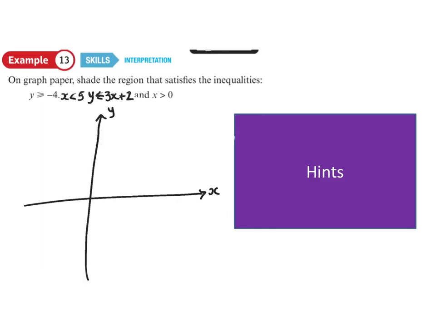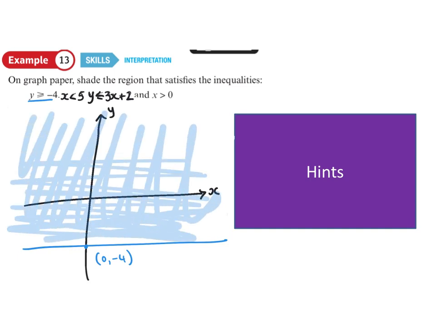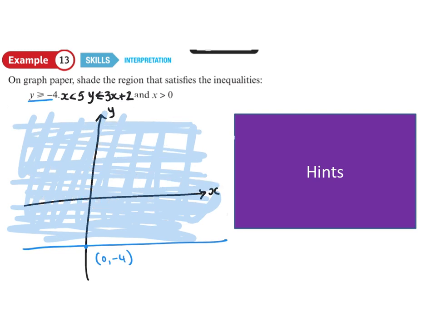So we should be really happy. y is greater than or equal to minus 4. Well, y equals minus 4 is this straight line here that crosses at 0 and minus 4. We want greater than, so we want above the line, don't we? Nice and simple. We have x is less than 5. So this is the line 5, 0. x is less than 5, so we want the left-hand side of the line.